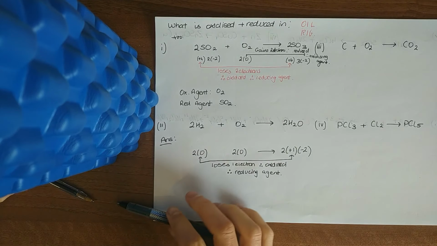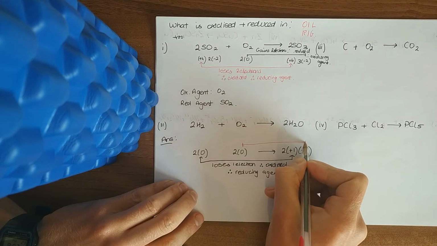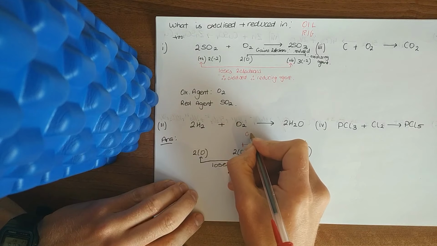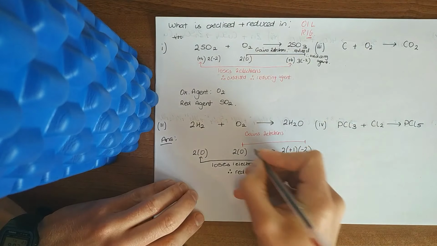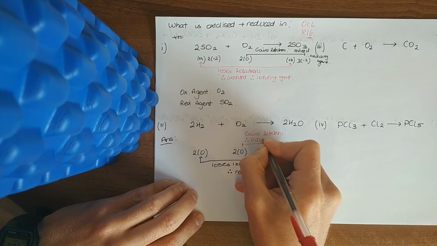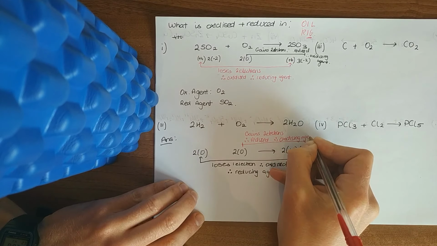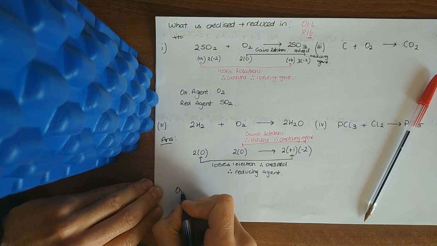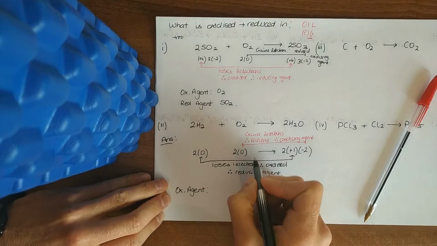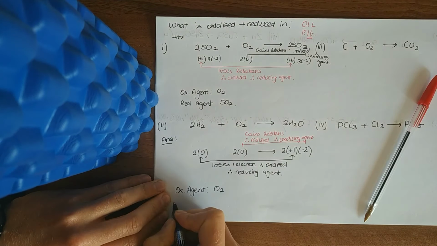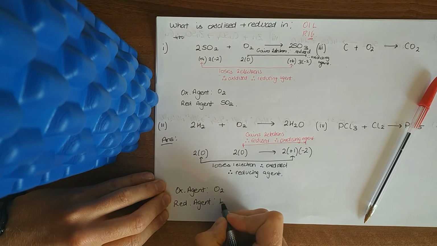Now O2 here, it's gone from 0. If one has lost electrons, this must gain electrons. 0 to -2, it gains 2 electrons. OIL RIG now, therefore reduced, therefore oxidizing agent. Be precise now, right down below, what's your oxidizing agent? You can write out the full word, I'm just trying to save a wee bit of time. Your oxidizing agent is O2, your reducing agent is H2.